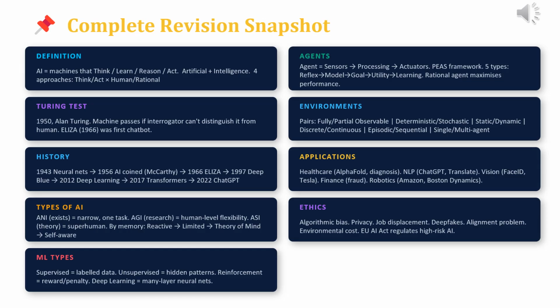Slide 11. Complete revision snapshot. In this complete revision, we bring together all major concepts of AI. We learned the definition of AI, the Turing test, important historical milestones, types of AI, machine learning categories, intelligent agents, environment classifications, and real-world applications. We also discussed ethical concerns such as bias, privacy, job displacement, deepfakes, and AI safety. This slide is designed to help you revise the entire chapter in just a few minutes before exams or interviews.